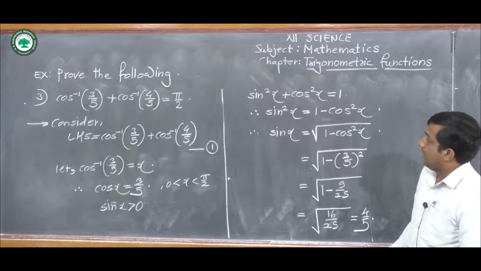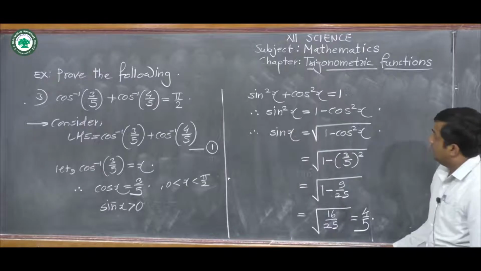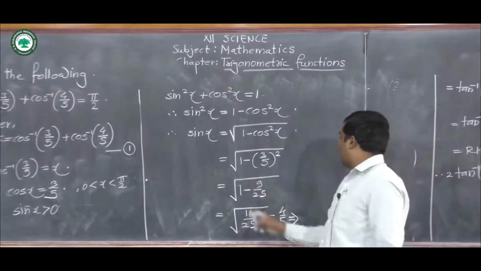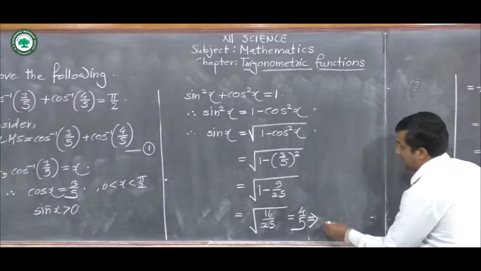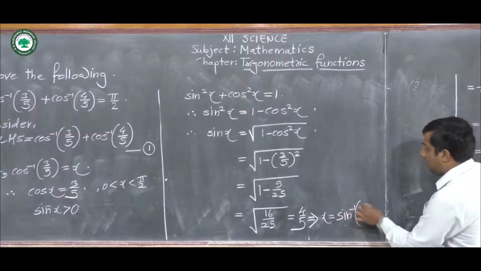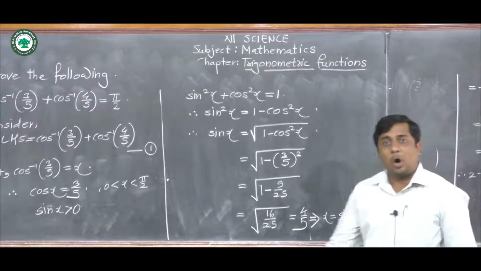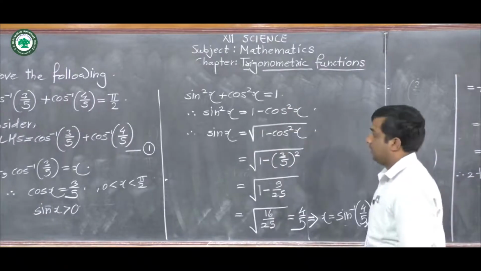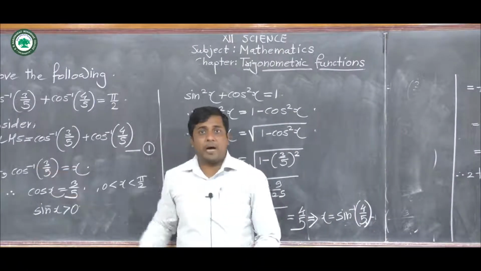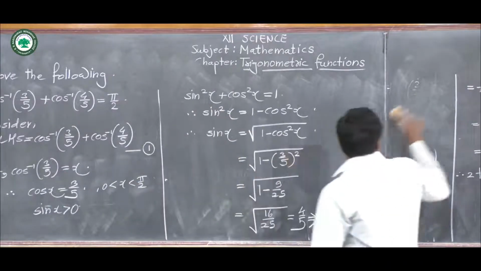So we replace our cos inverse of 3 by 5 by using sin x. If sin x is equal to 4 by 5, then x is equal to sin inverse of 4 by 5. This is by using our definition of inverse trigonometric function. Now we replace this x, that is cos inverse of 3 by 5, by sin inverse of 4 by 5 in 1.